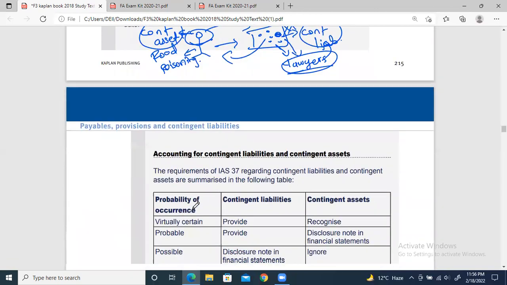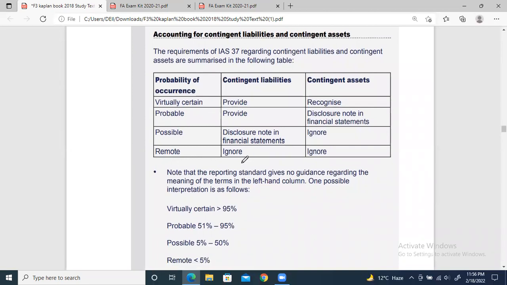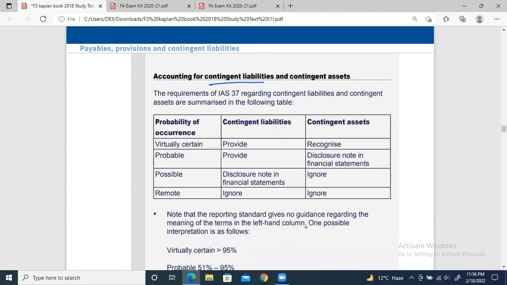Now, this was the table that I was talking about. This is very important. Let's discuss this because this will be tested in most of the questions that we'll practice. This is accounting for contingent liabilities and contingent assets. The accounting for provision was separate, right? That we debit expense, credit provision, that was separate. But this thing is separate.